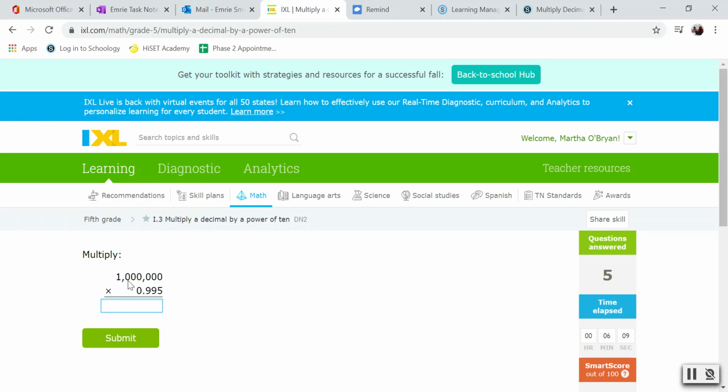Once again, don't get scared, because it's not a harder problem. The same process applies. 6 zeros, right? 1, 2, 3, 4, 5, 6. So I'm going to move this decimal point over 6 times. 1, 2, 3, 4, 5, 6. So that means I'm leaving space for 3 zeros on the end. So 9, 9, 5, and then 3 zeros on the end, because that would be moving it over. I started here and moved 1, 2, 3, 4, 5, 6 times.